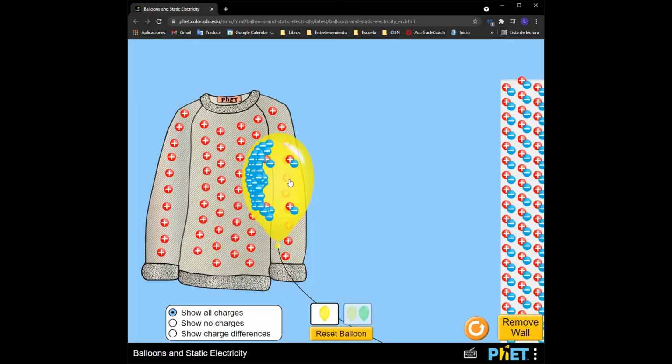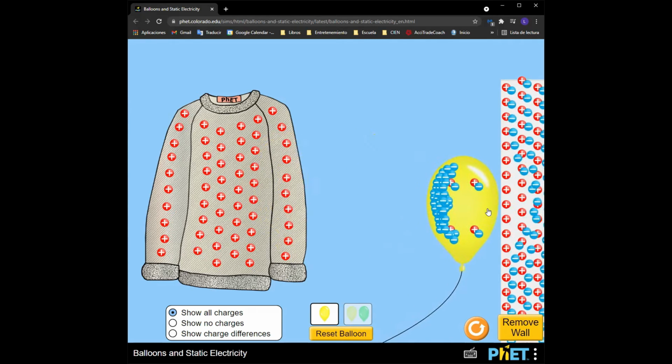Now, what happens if we put the balloon closer to the wall? We can see that it attaches due to the difference of charges, but the same charges repel. This is a very well-known concept in physics, and it happens because opposite charges attract each other, but the same ones repel.